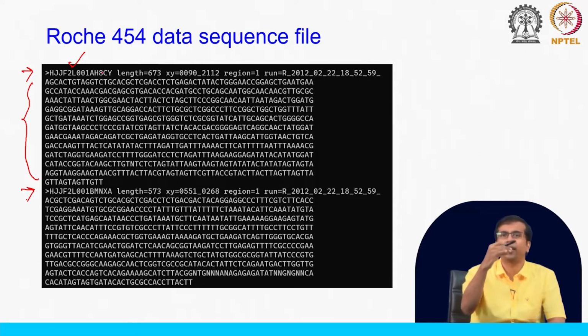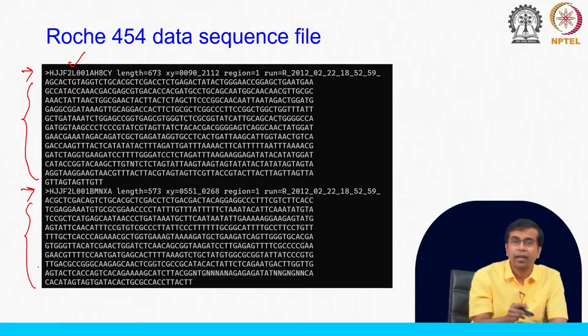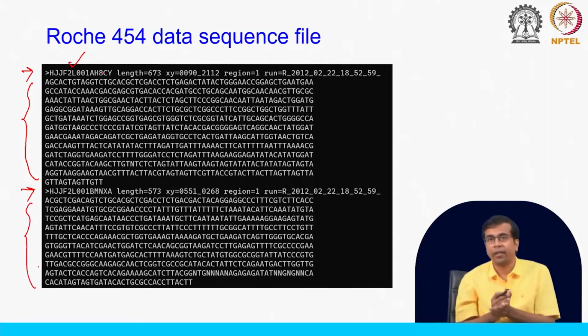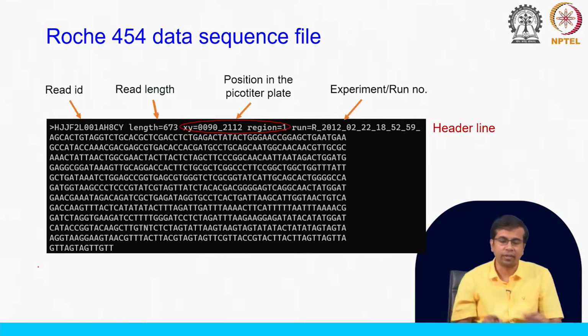You have the first header line, then the sequence, then another header line, the next sequence, and this goes on. So, if you are getting 100,000 reads from 454, you will have these 100,000 sequences one after another. This will be quite a big file. You can imagine how much data will be there. So, how do you open that file? How do you look at that file without crashing the system? We will talk about that when we discuss the hands-on tutorial. Now, what about these other fields that you have there? These are the fields that we see.